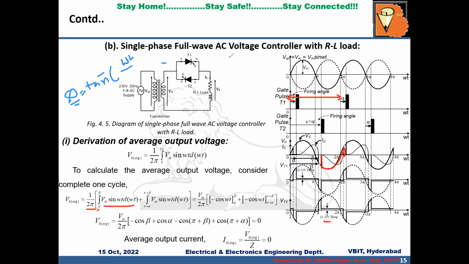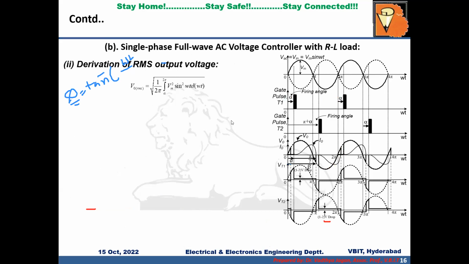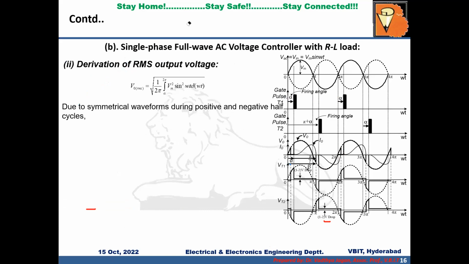Now from this waveform, we will see the RMS output voltage expression. To see it, we will consider only one half cycle, which is from alpha to beta, which is of pi duration. So the root mean is 1 by 2 pi, square, Vm square sin square omega t d omega t. But we are getting the waveform from alpha to beta, so that is why the integration is from alpha to beta.